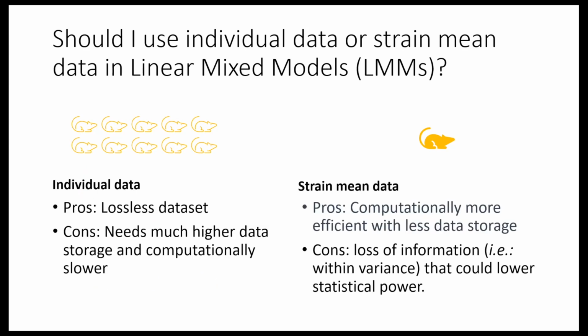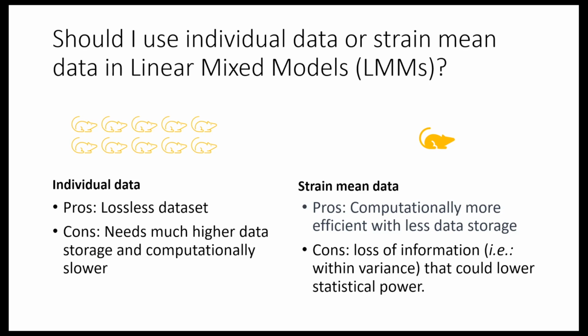On one hand, we have the individual data, and we have pros and cons. The main pro is that the individual data is lossless. We have all the information, and we will apply the models. The con is that it needs much higher data storage, and it can also be computationally less efficient, so slower.